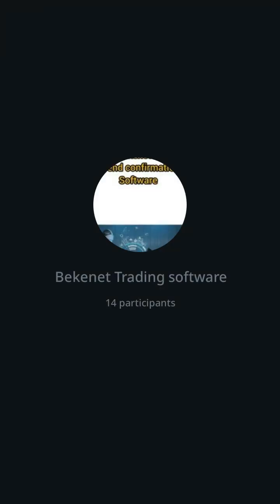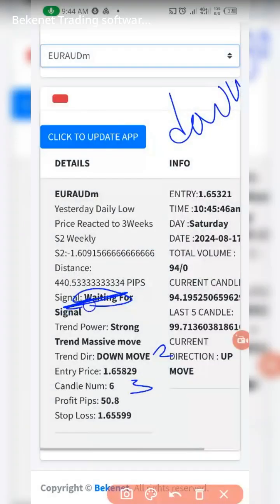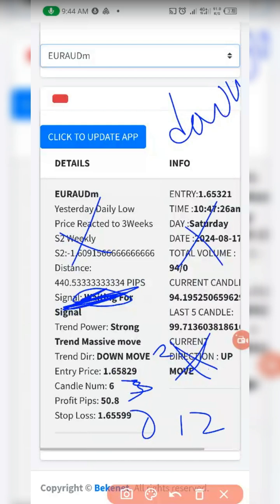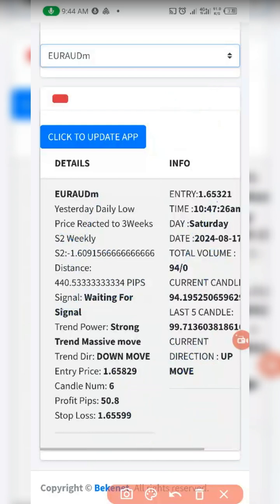If 2 is telling us down move, and there's no signal at the top here, the next thing our eye should go to is 3. What is the candle saying? It should be 0, 1, or 2. Every other thing does not matter. Every other thing you're seeing again does not count. You must focus either down move or up move, 0, 1, or 2.